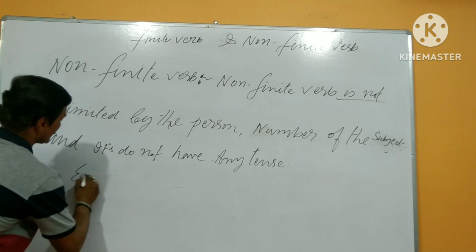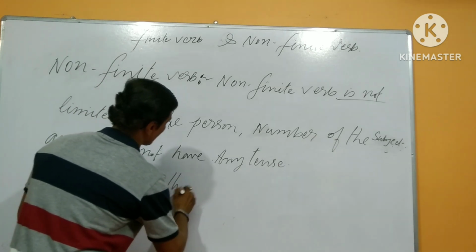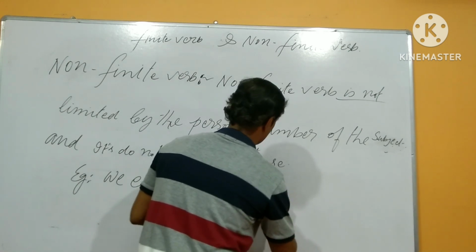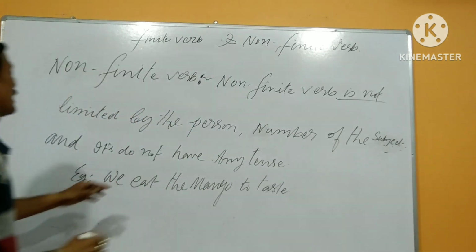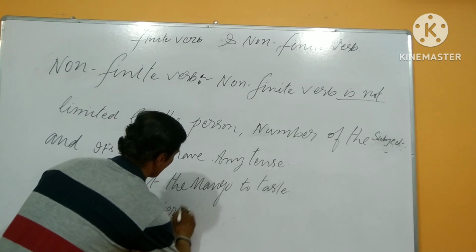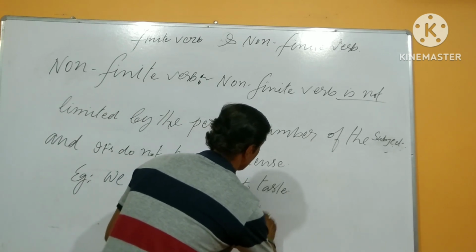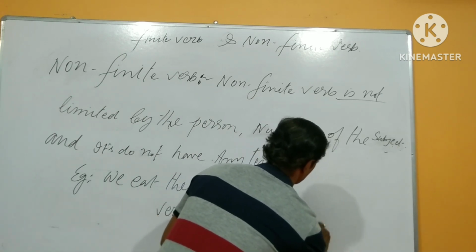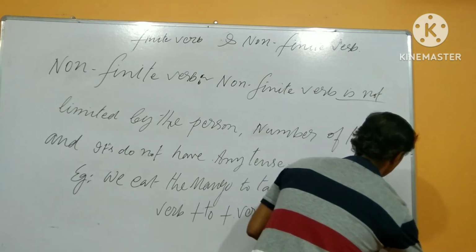As an example, we ate the mangoes to taste. Okay, so here the non-finite verb is especially verb plus to plus verb, that is the structure. The verb form is always the present form of the verb.